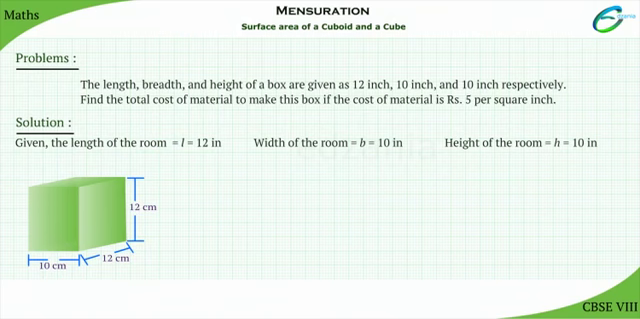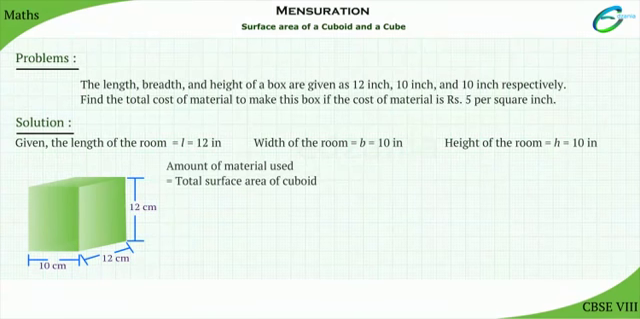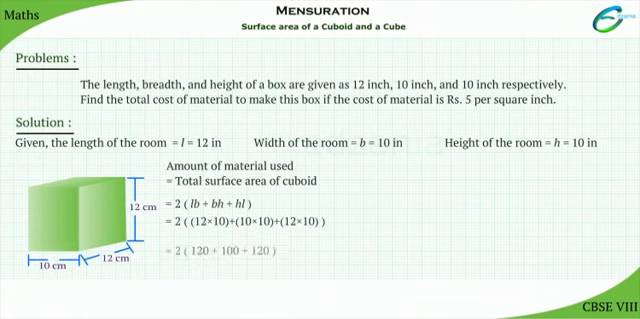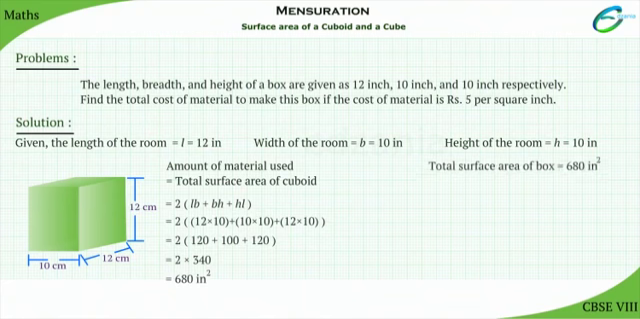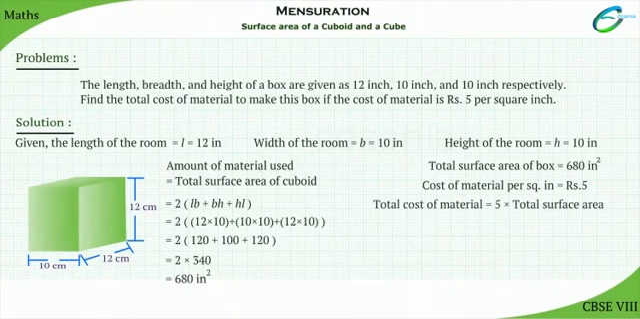The amount of material used to make this box is equal to its total surface area. On substituting the values of the length, breadth and height, we get the total surface area as 680 square inches. Since the cost of material is rupees 5 per square inch, the total cost of material used for this box is 5 times its total surface area. Therefore, it is 5 times 680, which is equal to rupees 3,400.